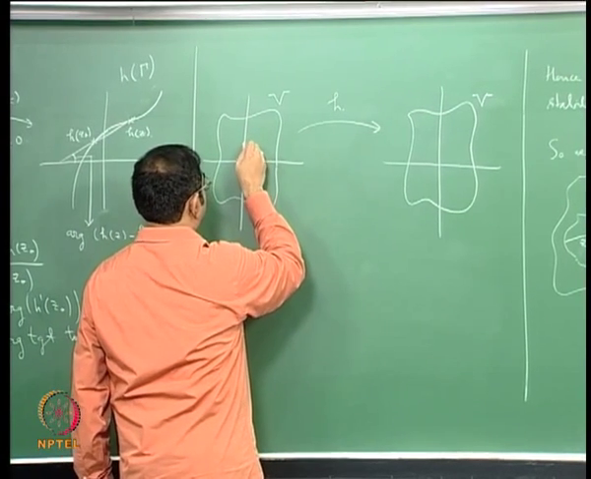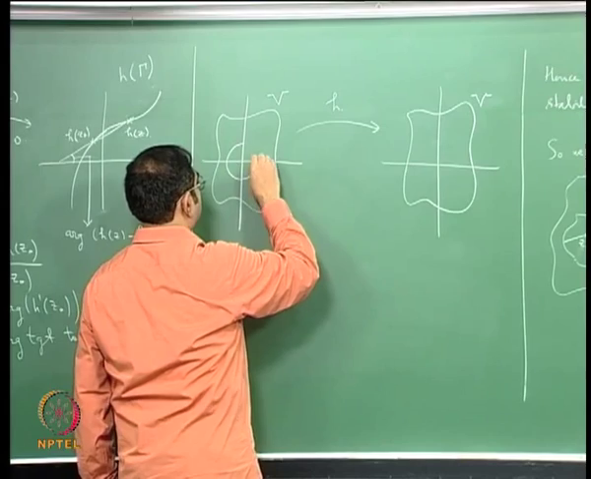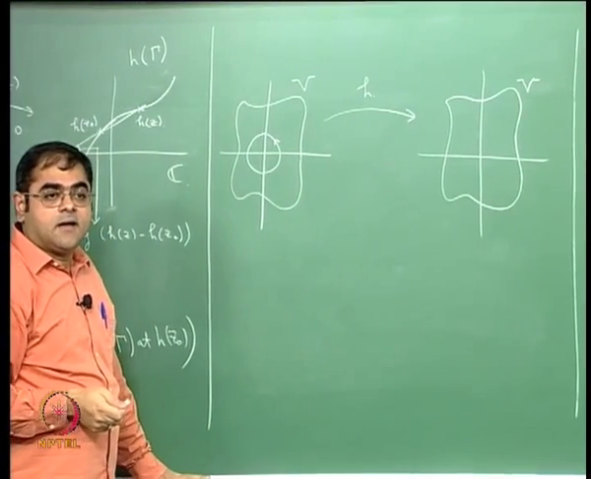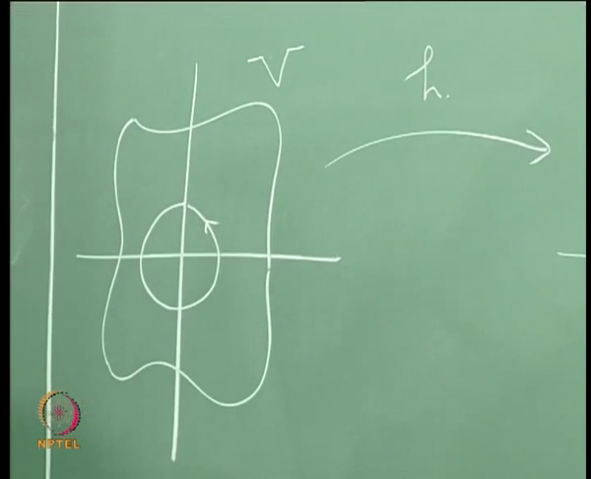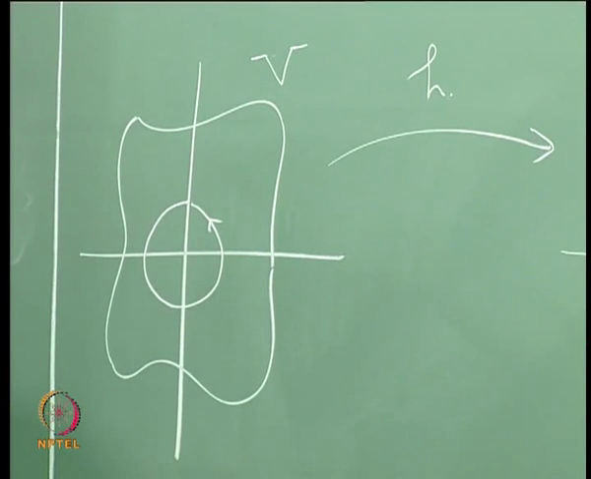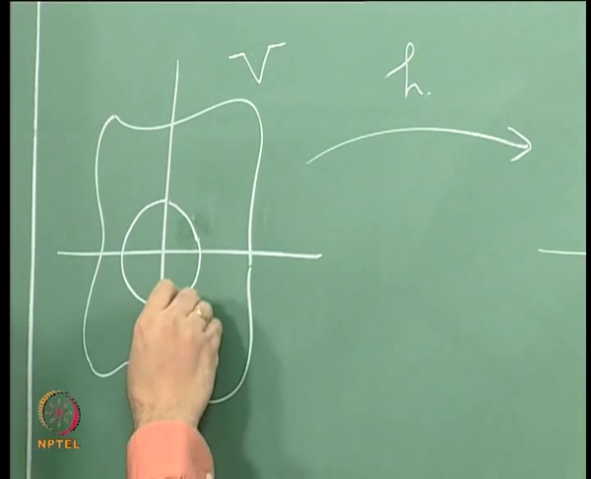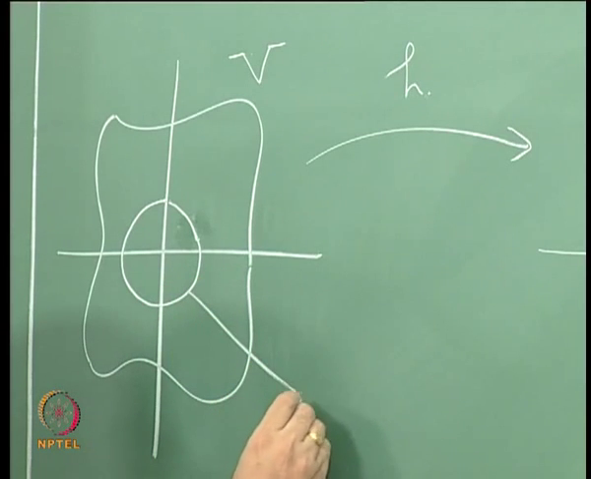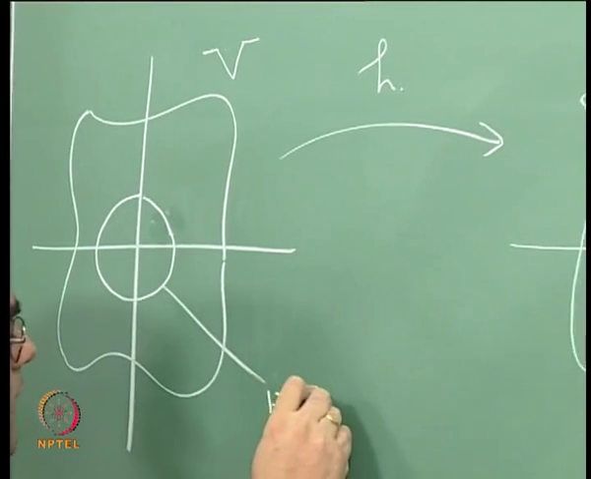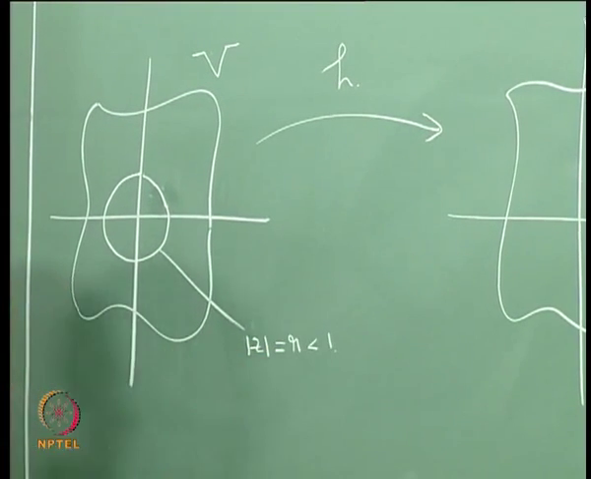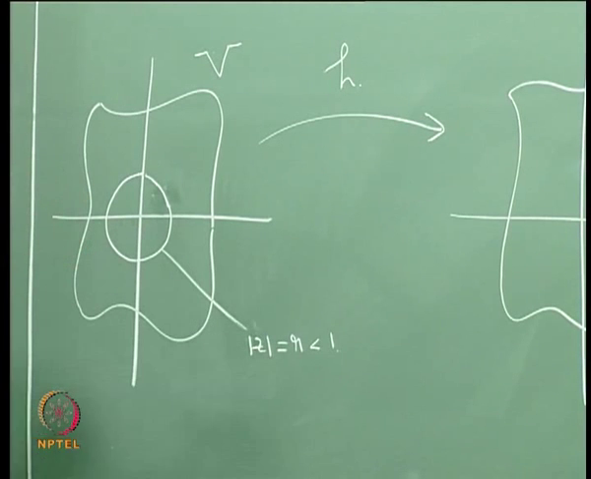So you see, if I now take, let me now take for the curve a disk centered at the origin of radius, say, some small r which is less than 1. So what I am going to do is, let me just write it like this: mod z is equal to r, strictly less than 1. So this is my curve, all right. So this is my gamma.